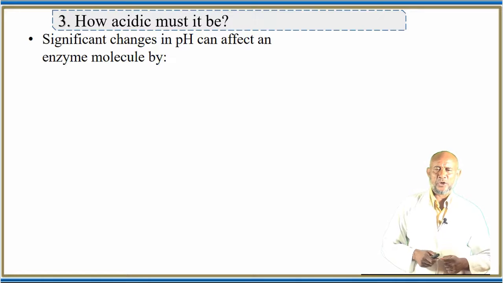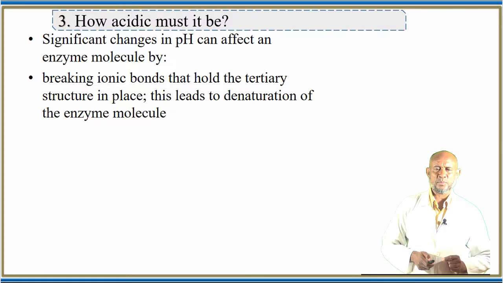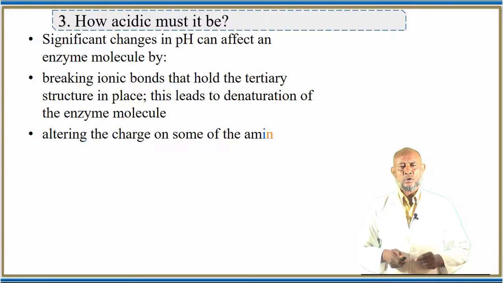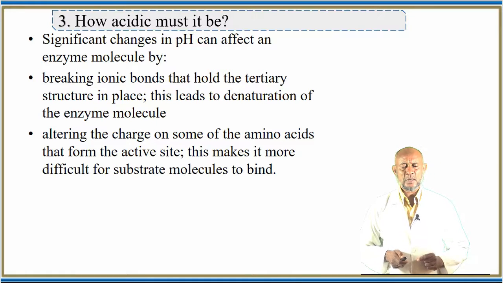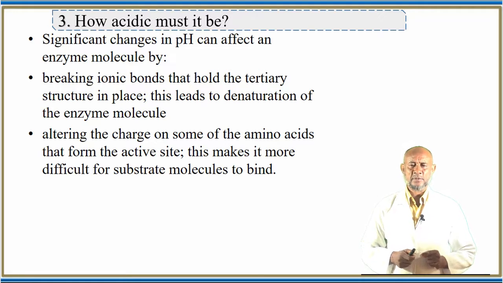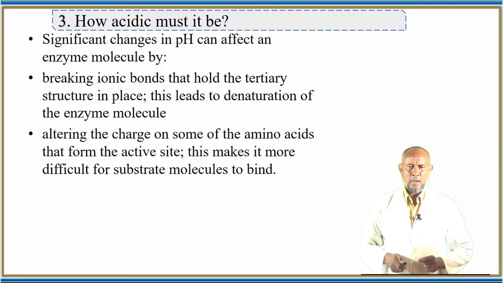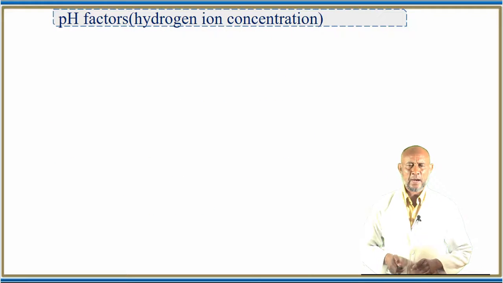A significant change in pH can affect an enzyme molecule by breaking the ionic bonds that hold the tertiary structure in place. This leads to denaturation of the enzyme molecule. Also, by altering the charge on some of the amino acids that form the active site, it becomes more difficult for the substrate molecule to bind. This effect occurs if the pH becomes either more acidic or more alkaline, okay?